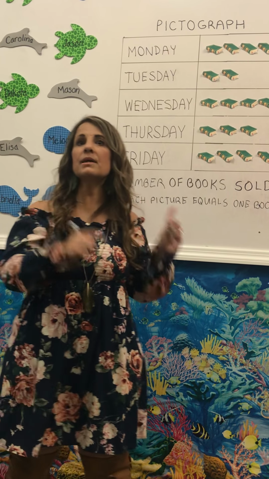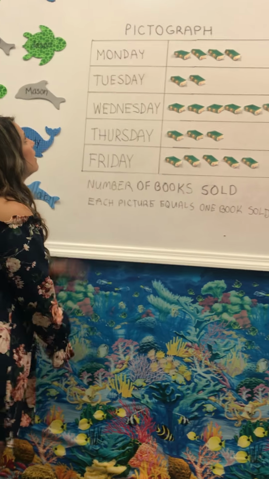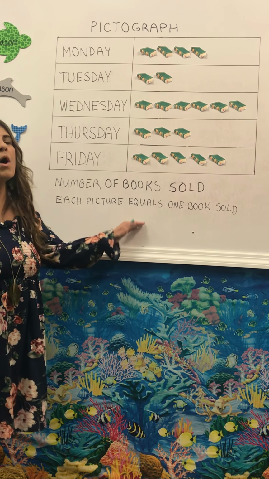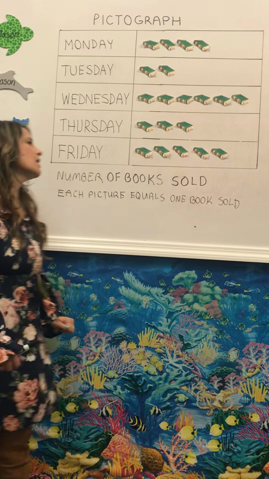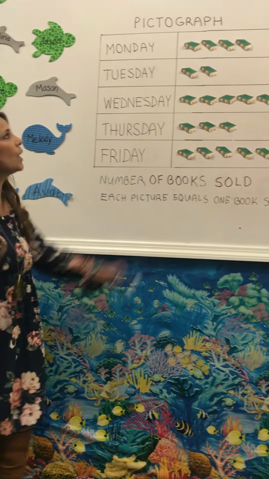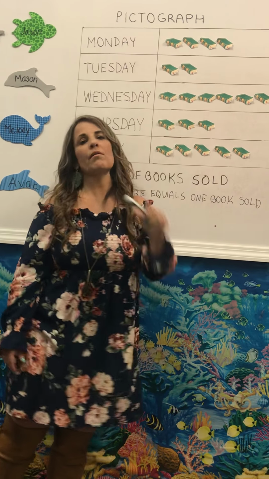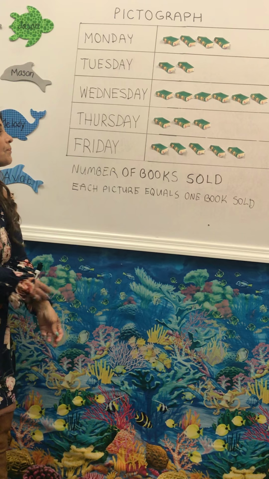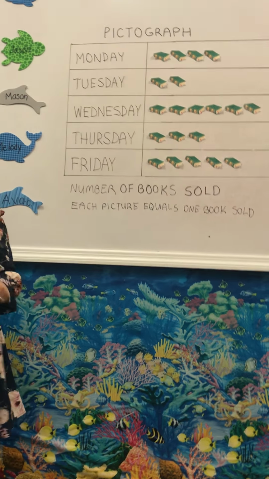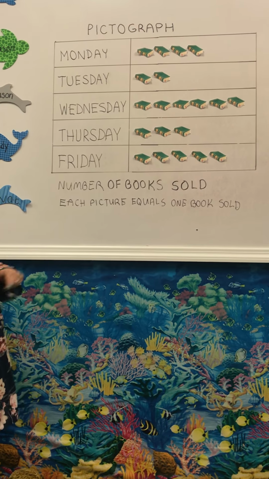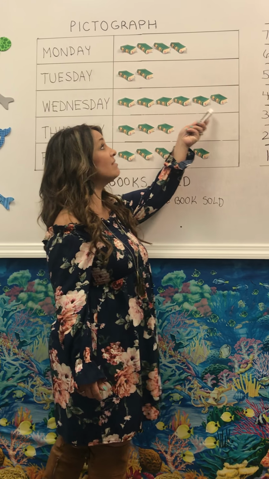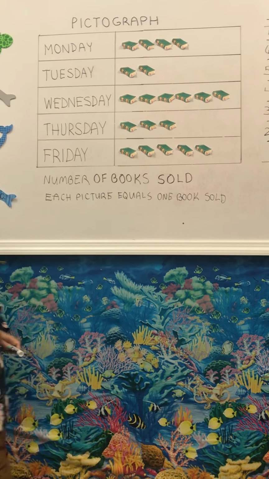Let's go ahead and look at the pictograph up on the board. Remember, each picture equals one book sold. So for instance, on Monday, we sold how many books on Monday? We sold 4 books on Monday. On Tuesday, we sold 2 books. Not as good as Monday, but we still sold 2. Then on Wednesday, we sold how many books? We sold 6 books on Wednesday.